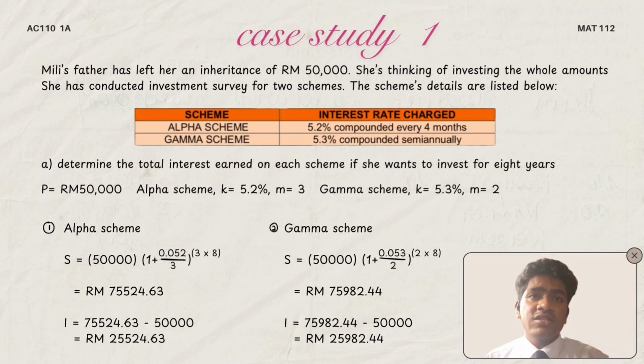For the gamma scheme, S is equal to 50,000 times (1 plus 0.053 divided by 2) to the power of 2 times 8, which gives us 75,982.44. To find the total interest for the gamma scheme, we use the same method as the alpha scheme, which is I equals S minus P. So 75,982.44 minus 50,000. So we are going to get 25,982 ringgit 44 cents.